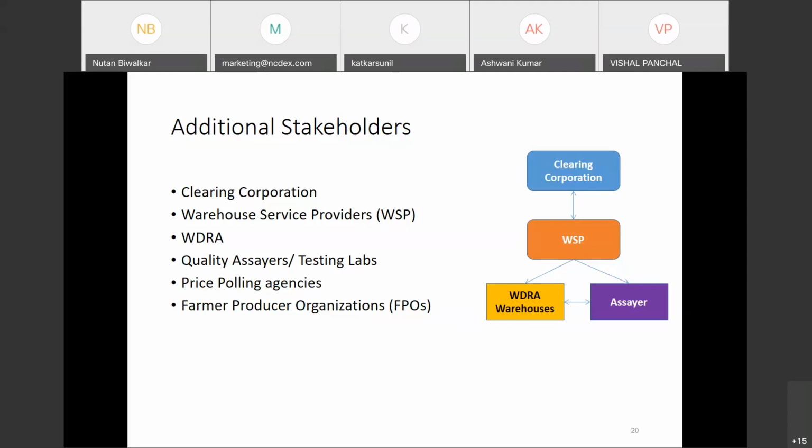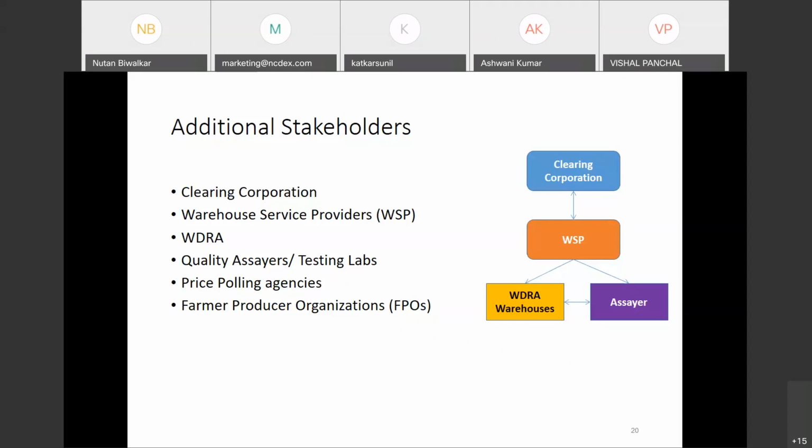Then we have issued the SOP for WSP. It means WSP should have the WDRA accreditation or empanelment, and different infrastructure like the structure of the warehouse, whether it is scientifically maintained or not, and whether the stacking system is there or not. There are other types of infrastructure that WSP has to comply with. Apart from that, WSP should have a grievance redressal mechanism. WSP has to entertain complaints received from investors and promptly report to the clearing corporation.